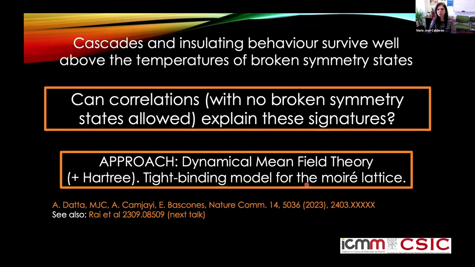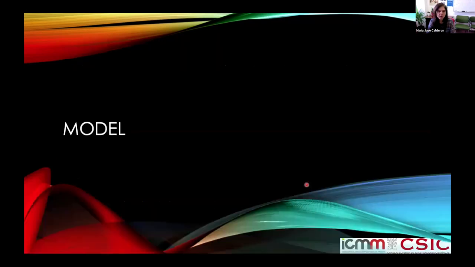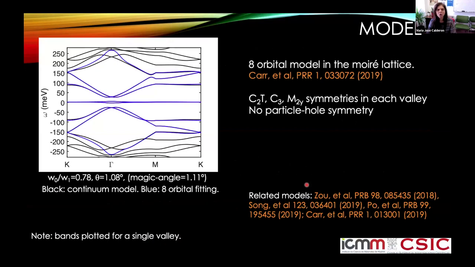Okay, so the approach that we use is a mixed approach with dynamical mean field theory and Hartree. I will explain how. And in order to do this, we need a suitable tight binding model for the Moiré lattice. So let's start by presenting the model. It is well known that due to the topology of the flat bands, we don't have a model for only the flat bands with Wannier states. So we need to include more bands. We need to include the remote bands.